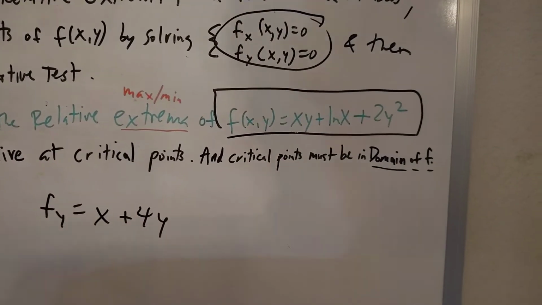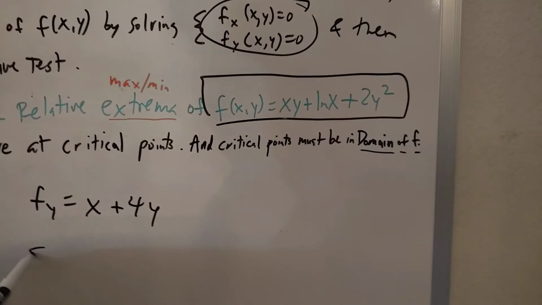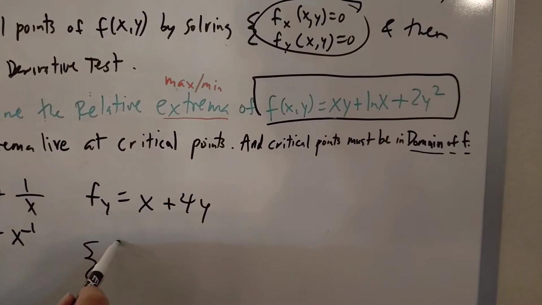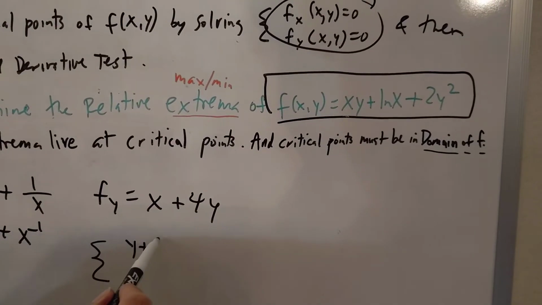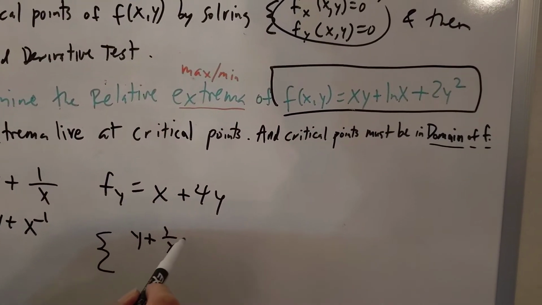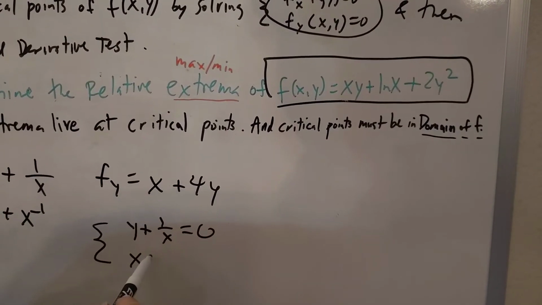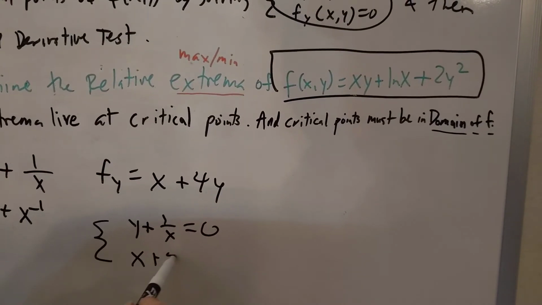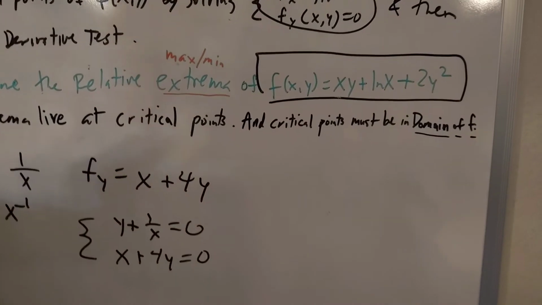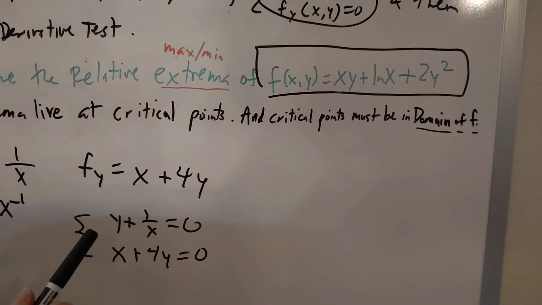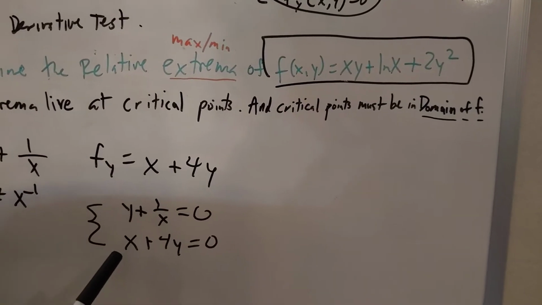Okay, so now that I have those first partial derivatives, we want to solve this system of equations. y plus, I'm going to choose the 1 over x for now, set that equal to 0, and then we want to also write the other partial, first order. x plus 4y equals 0. So that's how you find your critical numbers, your critical points. You set the first derivatives, partial derivatives, equal to 0, and then you solve the system.